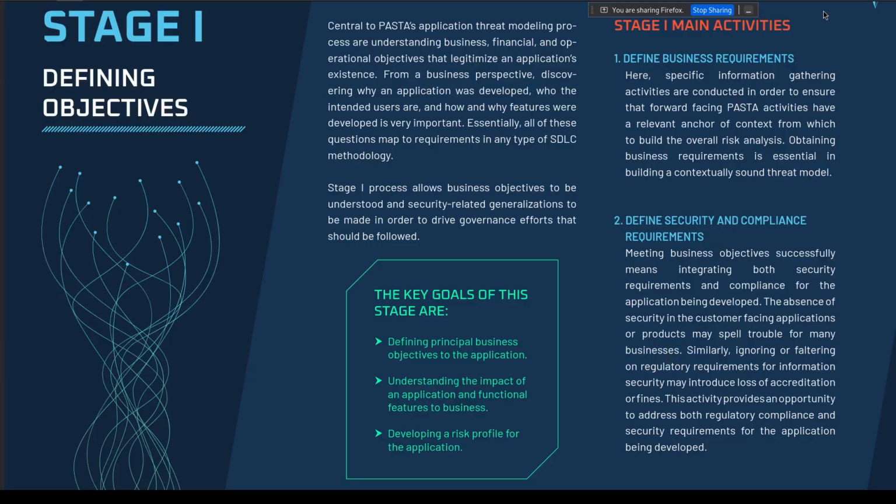So in the first phase, there are again several activities within each phase, which we will perform iteratively. Inside the objectives phase, the first activity that we will do is define business requirements.